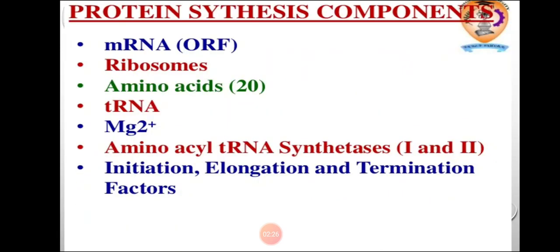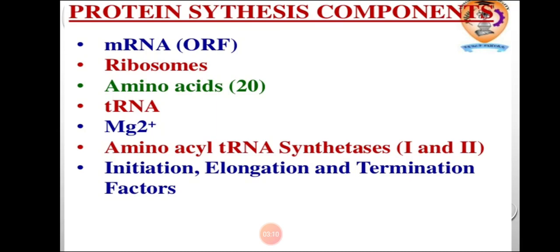Now, for this process of protein synthesis, what all things are required? We will see the requirements of protein synthesis. For the process of translation, we require mRNA, ribosomes, amino acids, tRNA, Mg+2 ions, aminoacyl tRNA synthetase, that means enzymes, and initiation, elongation and termination factors. All these are the requirements for protein synthesis. One by one we will study these components.